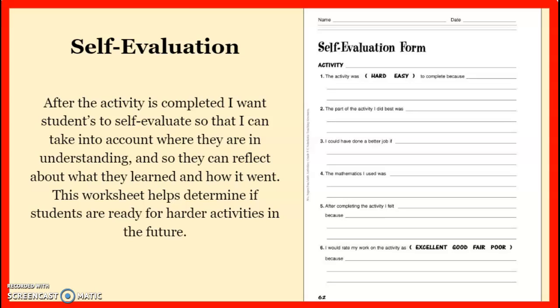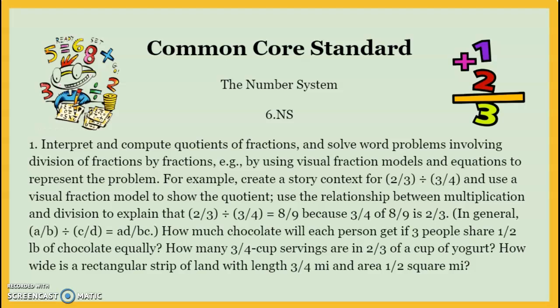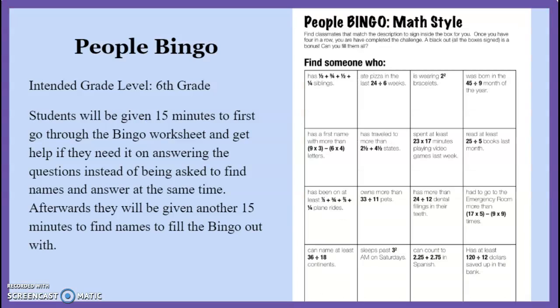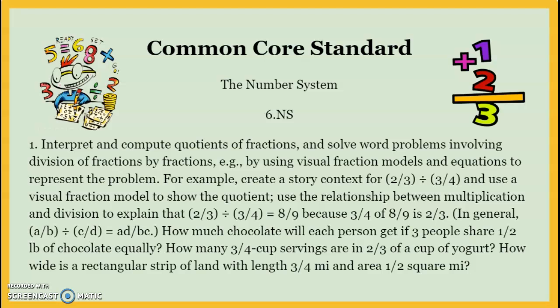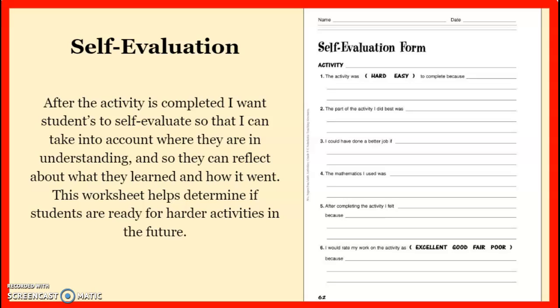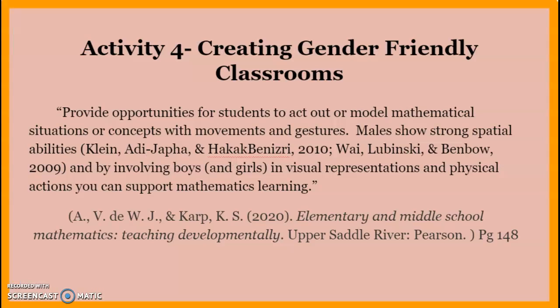This also helps them determine if they're ready for harder activities in the future, if it was something that went well, or if it's something that might have been difficult for some learners that I can work on in the future with them. The Common Core standard that I will be covering in this one goes over the number systems, and it's interpreting and computing quotients of fractions. And that's just based off of the example of my people bingo that I was using, but really the self-evaluation sheet could have been used for any activity.